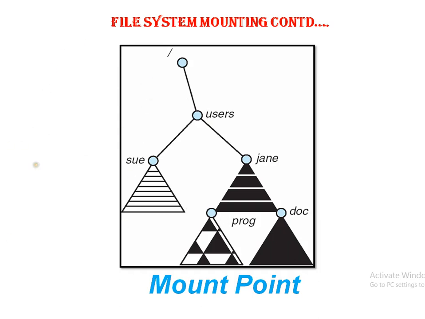After this mounting is done, the operating system verifies that the device contains a valid file system. It does so by asking the device driver to read the device directory and verify that the directory has the expected format. Finally, the operating system notes in its directory structure that a file system is mounted at the specified mount point, whichever point it was specified to be placed in. Whether it is mounted or not, the operating system is going to check.